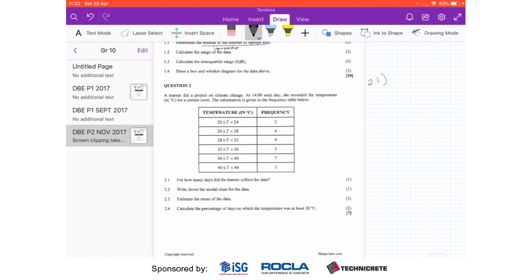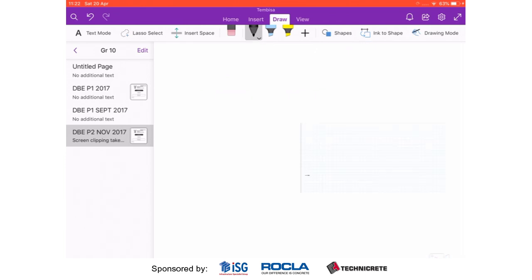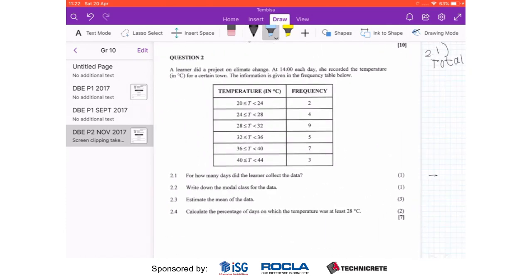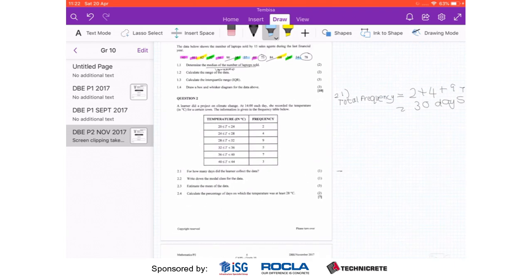So that is going to be our total frequency. Okay, that is the total number of days that you would have collected this data. So on your calculator it's going to be 2 plus 4 plus 9 plus 5 plus 7 plus 3. You should get 30 days. Okay, the next one says write the modal class. What does mode mean? Mode means the highest number of frequency. So the modal class is going to be 28 to 32.